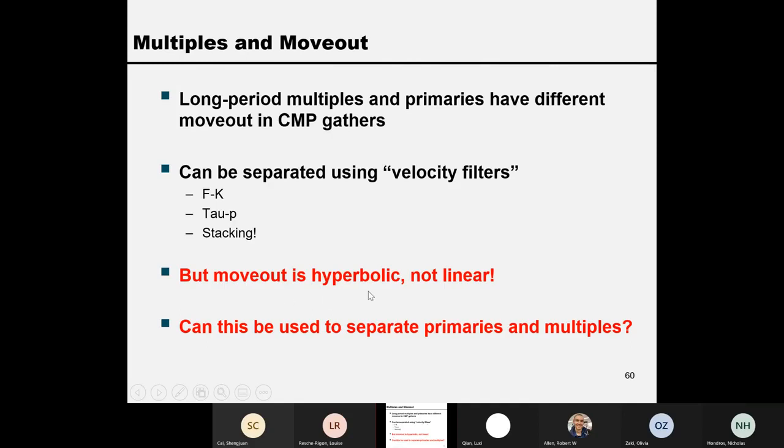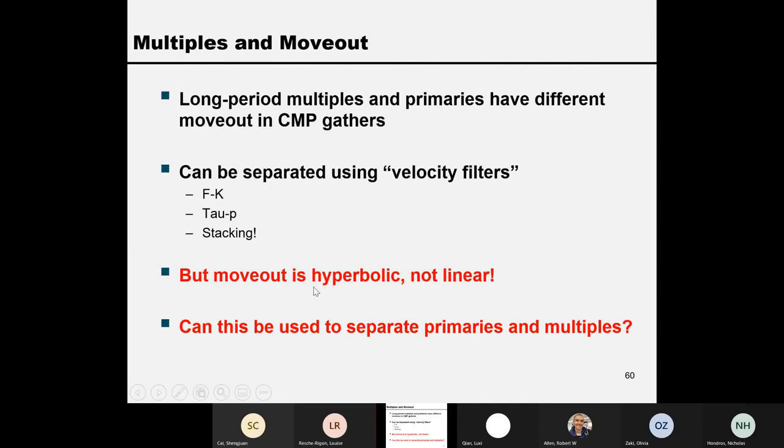But moveout is hyperbolic, not linear. That's one thing, right? In the tau-p domain, tau-p is a linear stack, but actually it's hyperbolic, not linear. Okay, so whether this hyperbolic can be used to separate primaries and multiples, that's the one we will discuss.